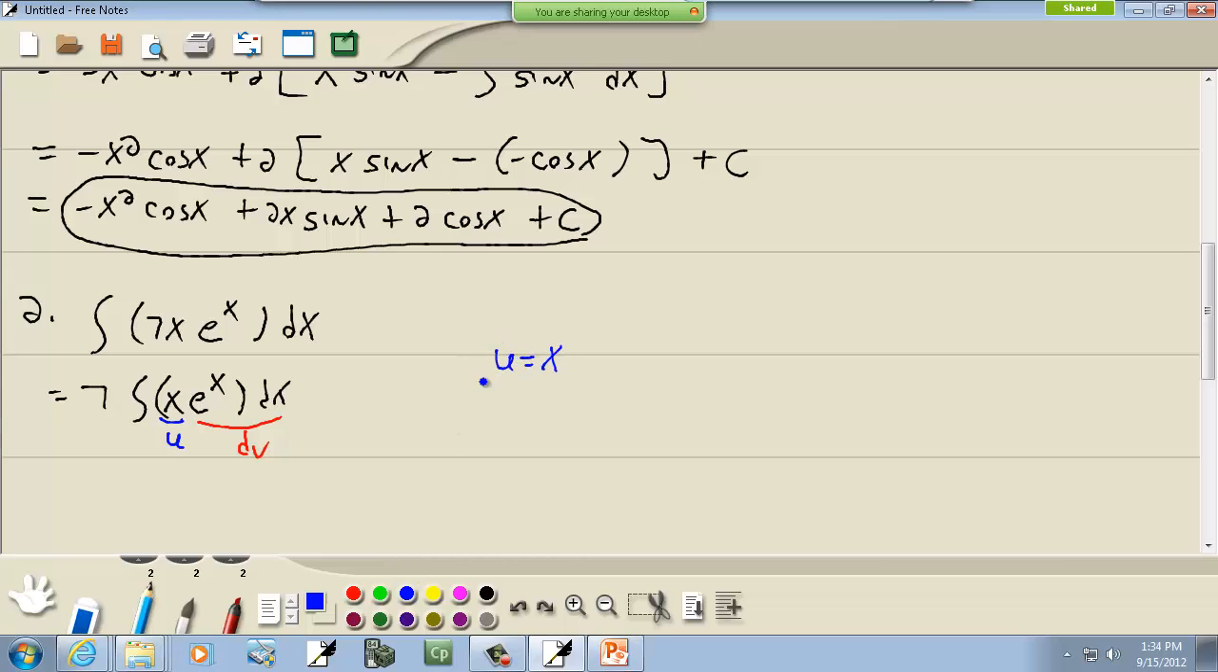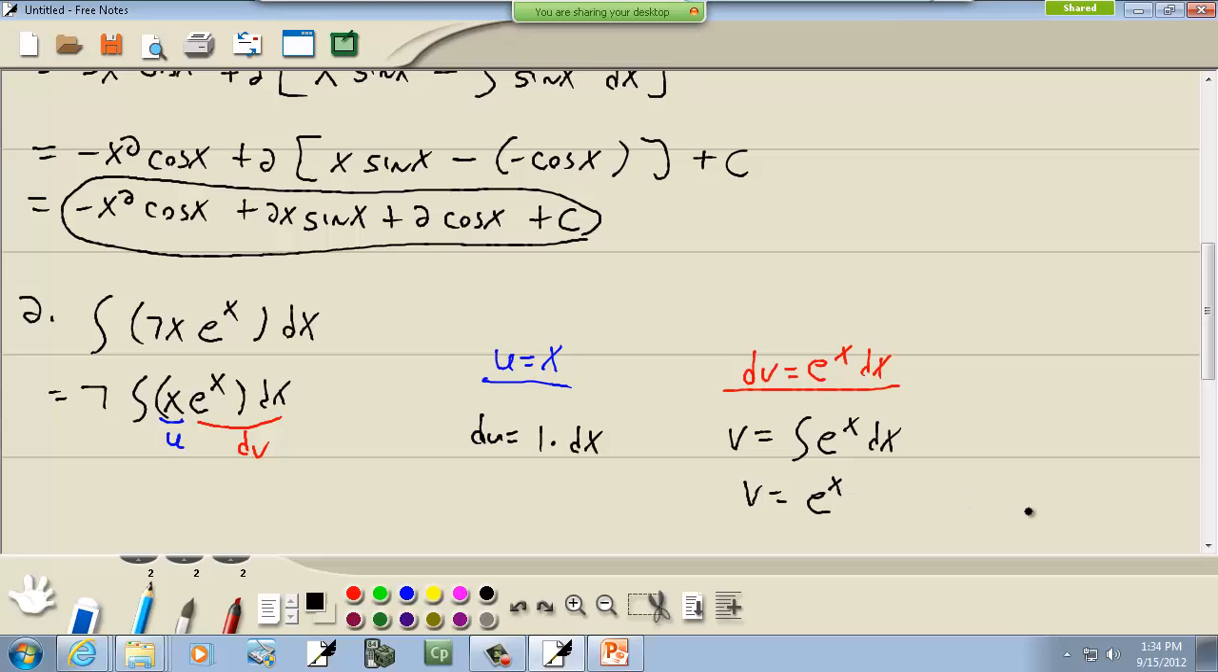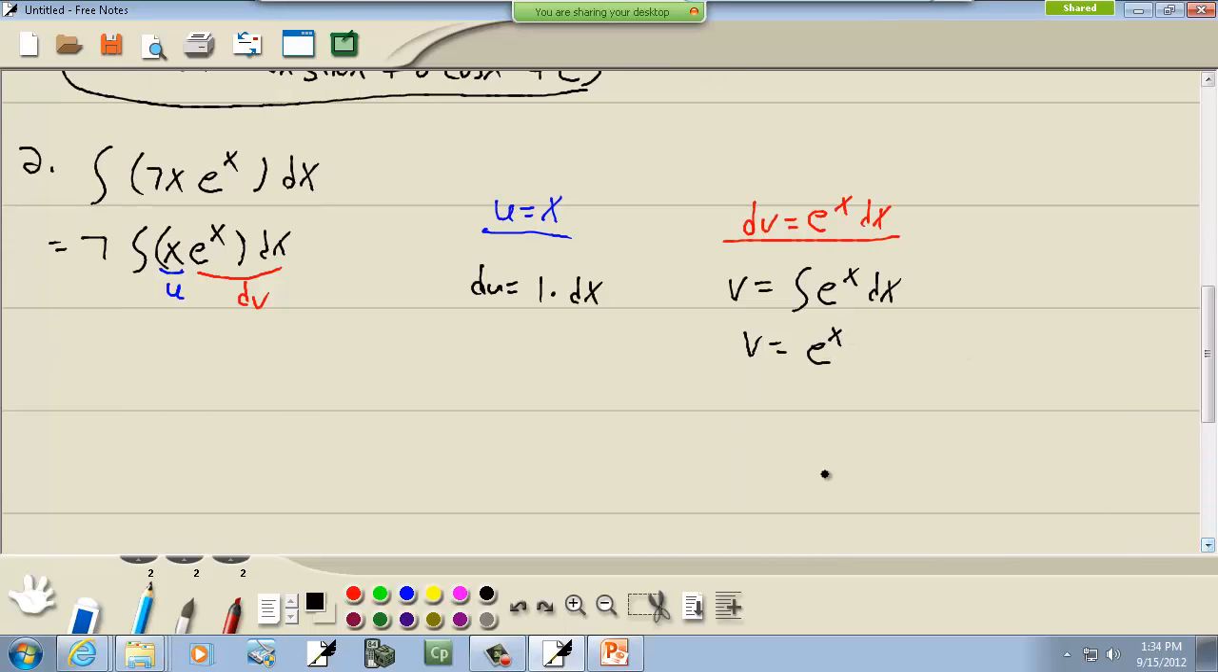So u is equal to x, and dv is equal to e to the x dx. Okay, so we need to find du. The derivative of x is 1, and then we add on a dx. To find v, we take the integral of e to the x dx. The integral of e to the x is just e to the x. And now we're ready to plug into our formula. So we've got uv minus the integral of v du.